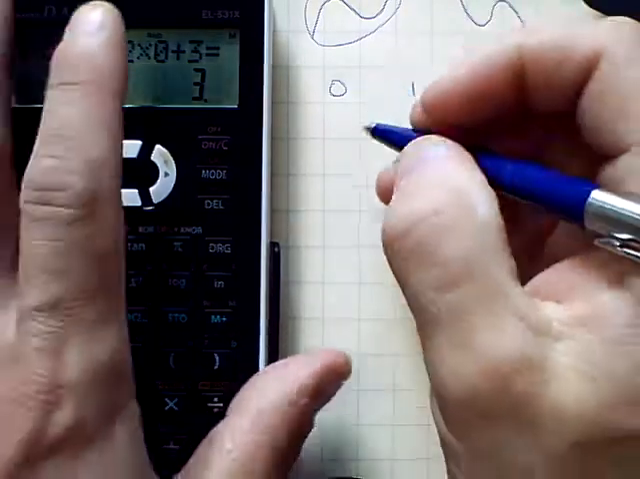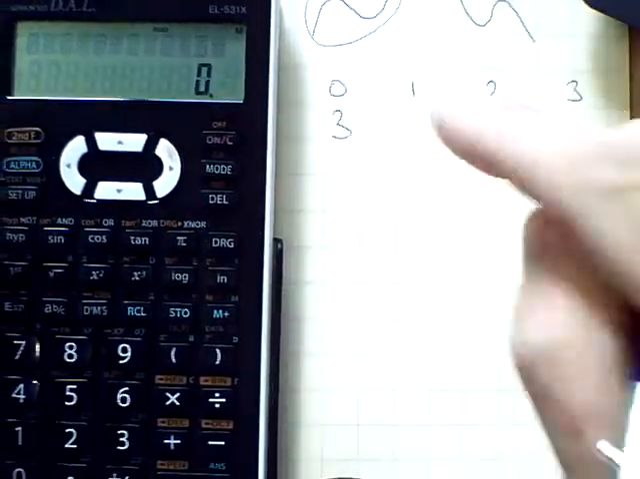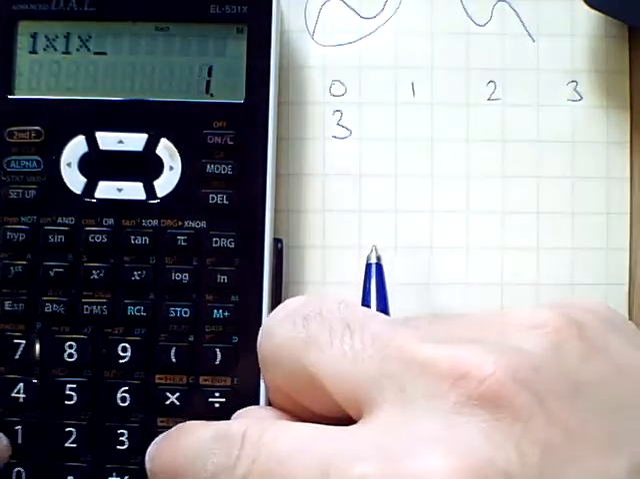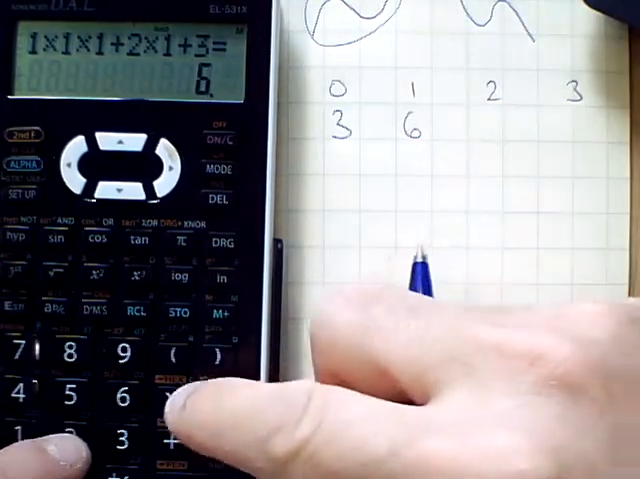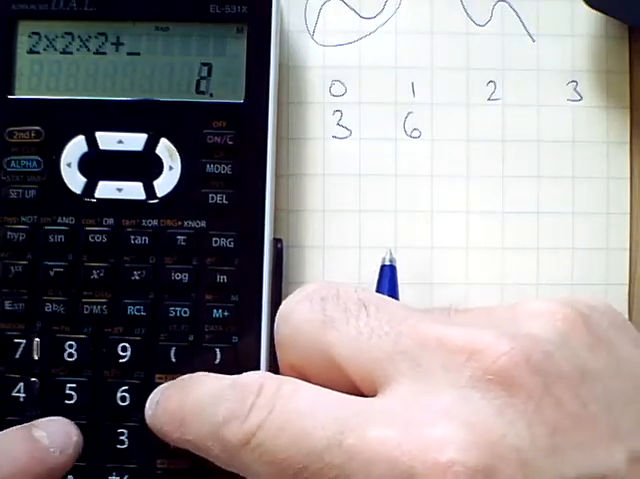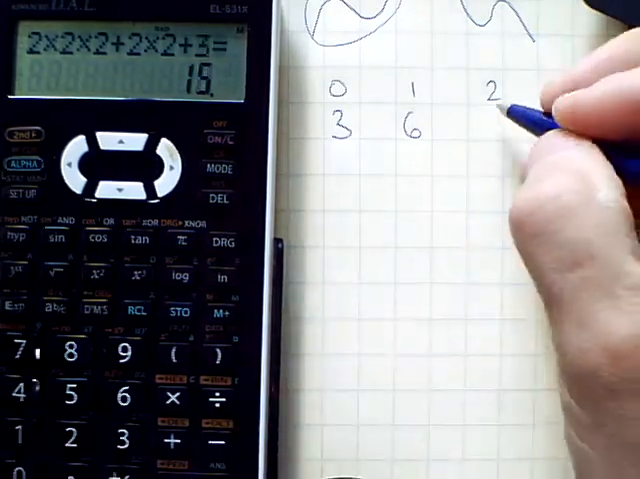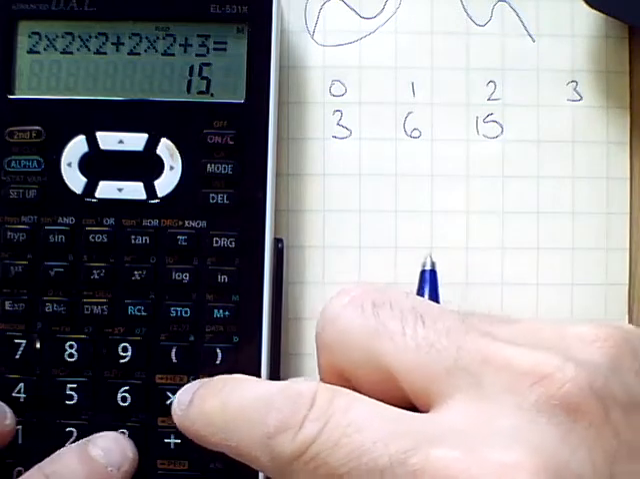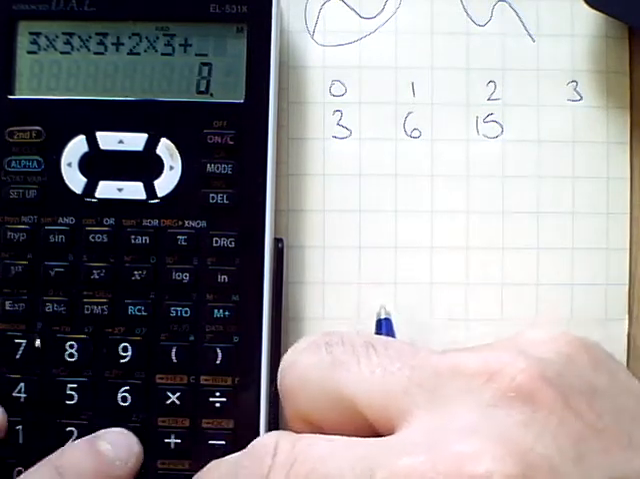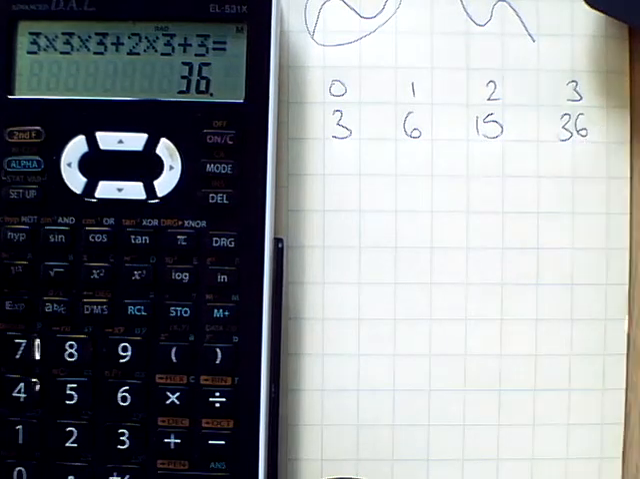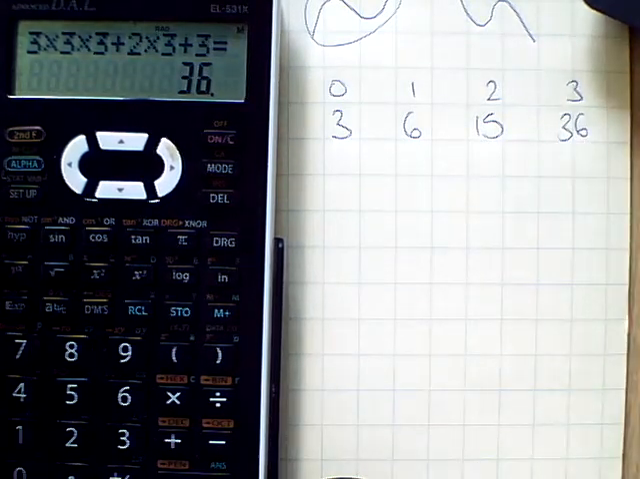Okay, so happily got an answer of 3. Do the same up here. 1 times 1 times 1 plus 2 times 1 plus 3. Answer of 6. 2 times 2 times 2 plus 2 times 2 plus 3, 15, and it's going to get very big very quickly. 3 times 3 times 3 plus 2 times 3 plus 3 gives 36. So the positive numbers relatively easy.